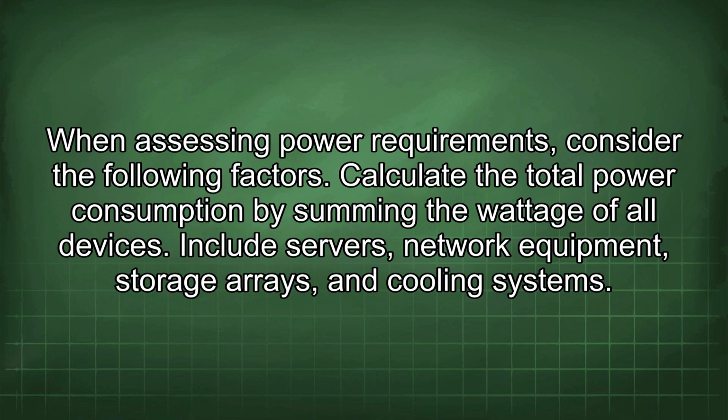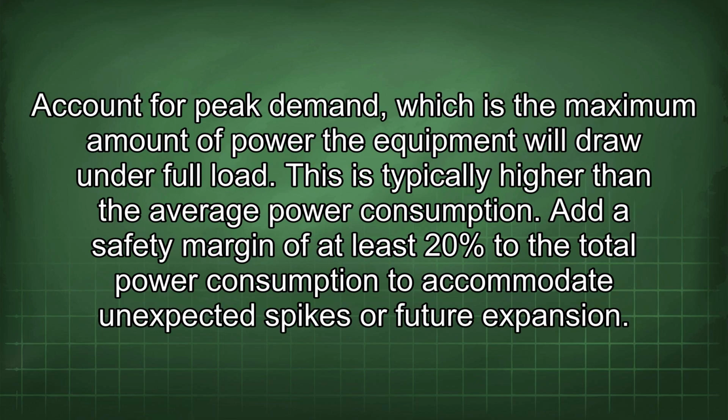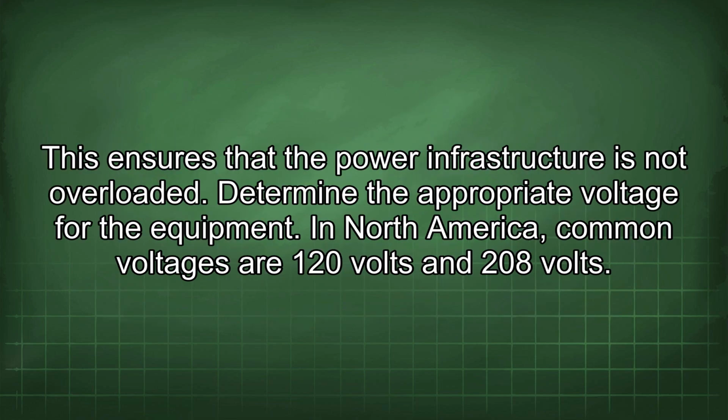When assessing power requirements, consider the following factors. Calculate the total power consumption by summing the wattage of all devices. Include servers, network equipment, storage arrays, and cooling systems. Account for peak demand, which is the maximum amount of power the equipment will draw under full load. This is typically higher than the average power consumption. Add a safety margin of at least 20% to the total power consumption to accommodate unexpected spikes or future expansion. This ensures that the power infrastructure is not overloaded.